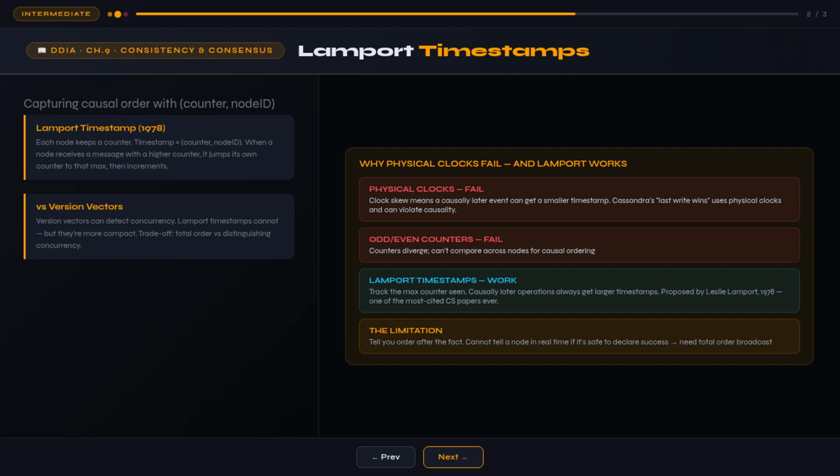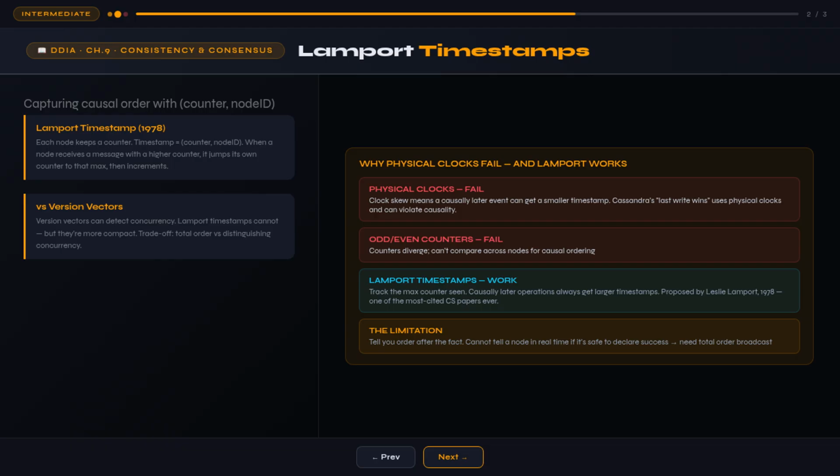For disambiguation, when two events have the same counter, the node ID is used as a tiebreaker. Every timestamp is unique. This is different from version vectors, which we saw in Chapter 5. Version vectors can tell you whether two operations are concurrent. Lamport timestamps cannot, but they're more compact. The trade-off is deliberate. Lamport timestamps give total order consistent with causality, version vectors distinguish concurrency.